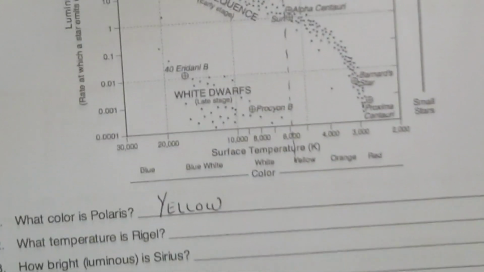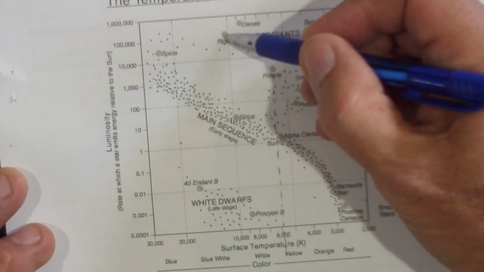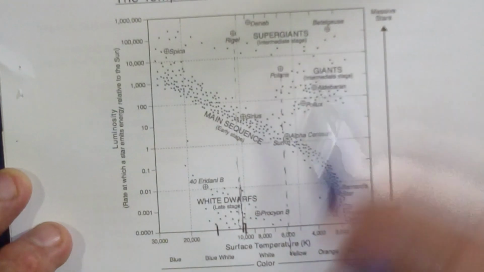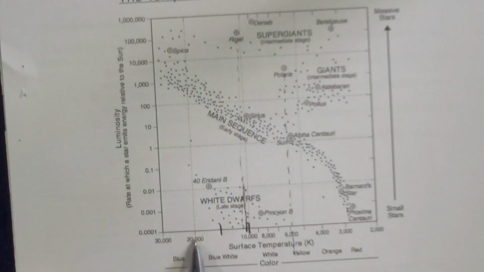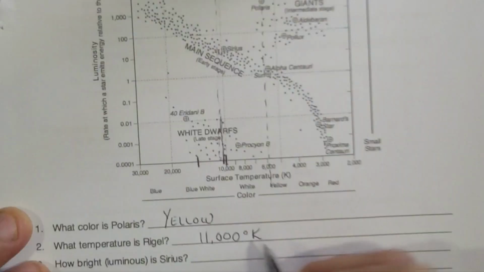Number 2, what is the temperature of Rigel? Rigel is located right here on the chart. When I end up drawing a line from Rigel down to the temperature chart, I end up over here, slightly more than 10,000. If this number was 20,000, this number was 15,000. This might be around 11,000 degrees Kelvin.